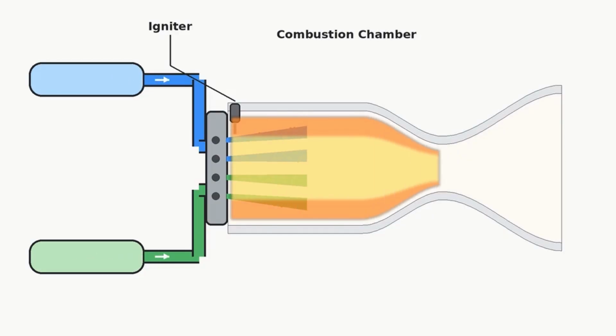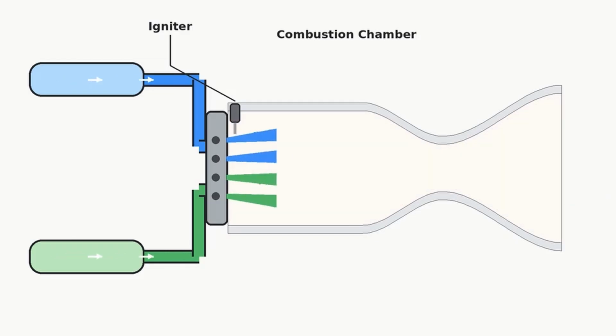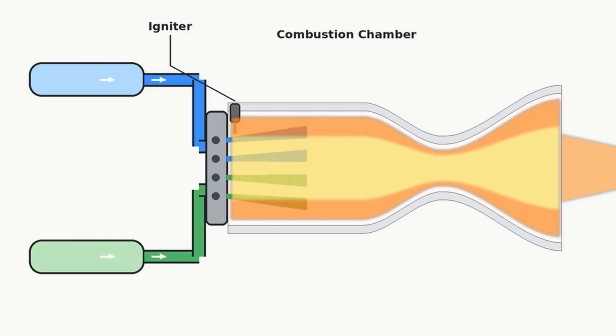This reaction starts in the combustion chamber, where an igniter lights the mixture of the fuel and oxidizer, releasing energy in the form of quickly expanding hot gas. But it's still very hot.